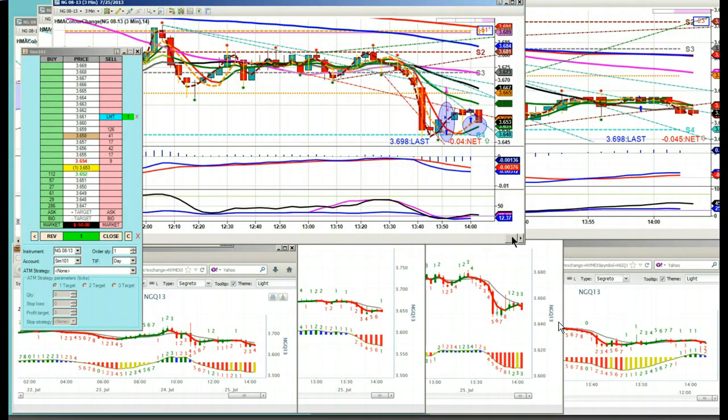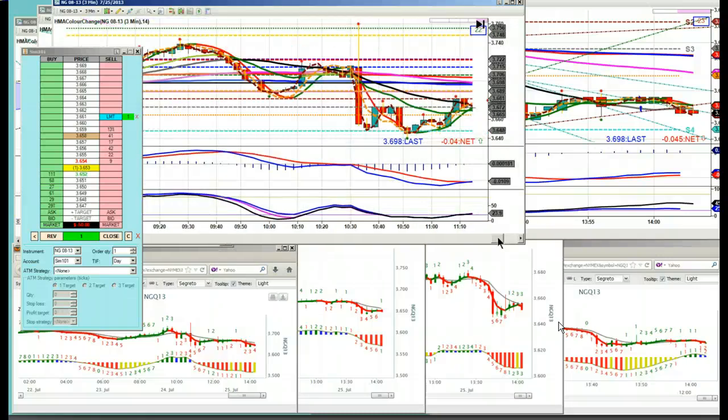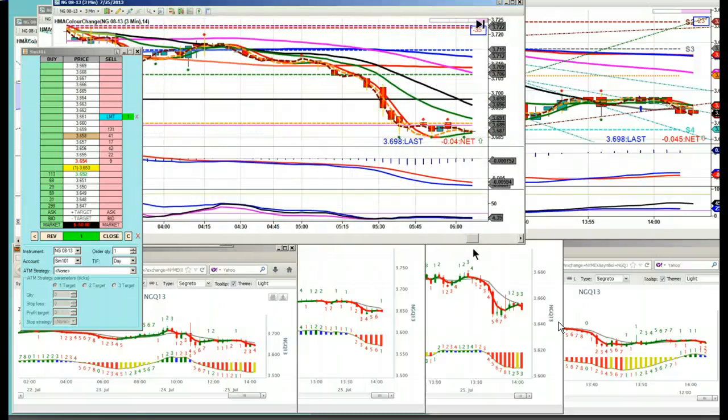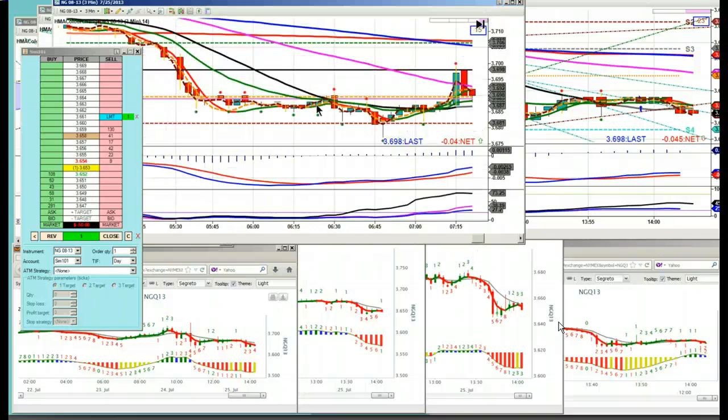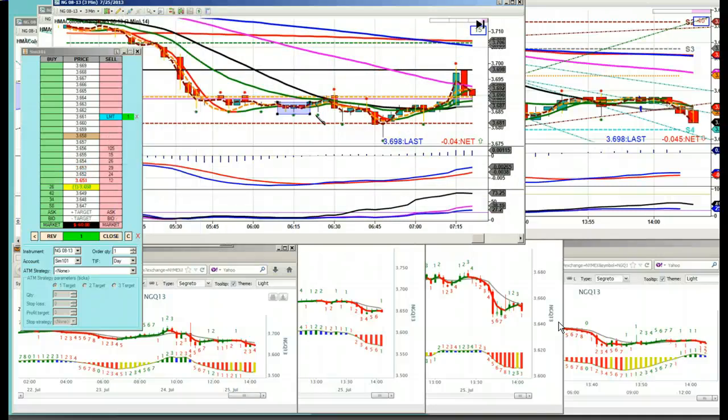Stair step. Let me find one that's short so you can see this. Okay? So notice when we started the gap, we came down to test the support, and we continued to come back short and change color. So you're going to have these kinds of problems on your counter trends.